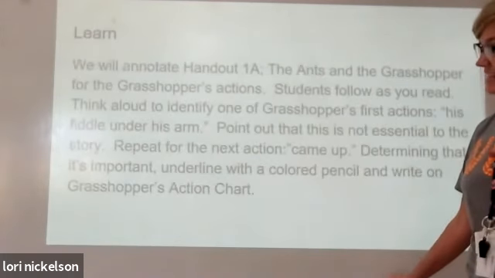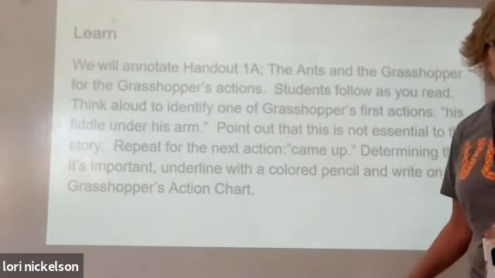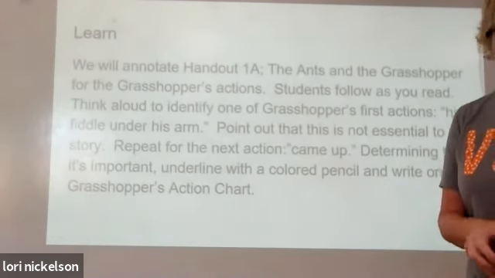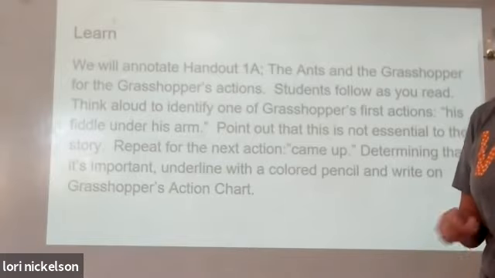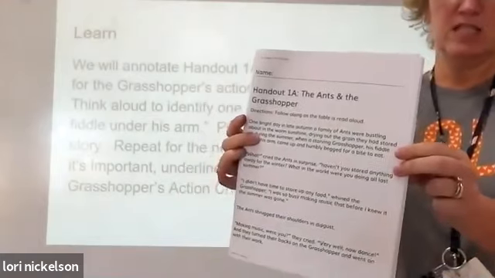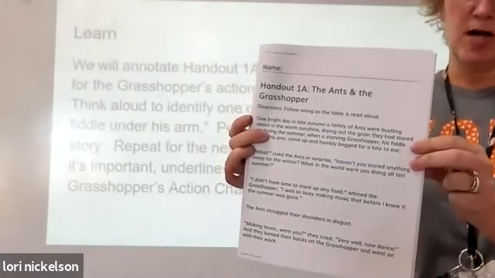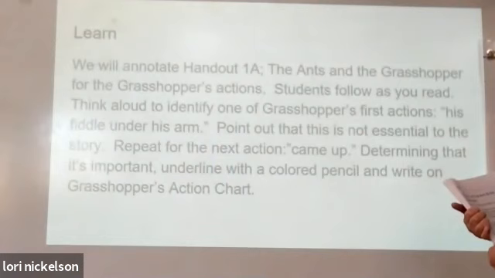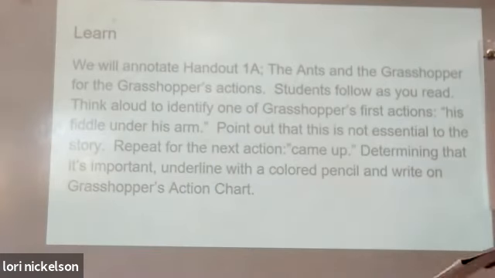We're going to annotate handout 1A. Now, you may or may not have that handout, which is this right here. It's the story of the ants and the grasshopper, okay? That is what I'm reading from. The ants and the grasshopper were the grasshopper's actions. So you're going to follow along as I read. So if you don't have one, just listen to me, okay? And we're going to think aloud to identify one of Grasshopper's first actions.